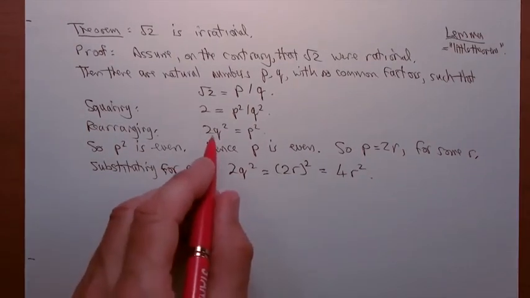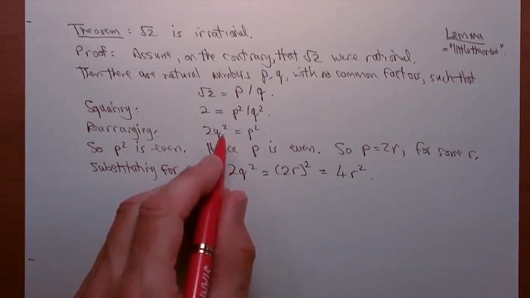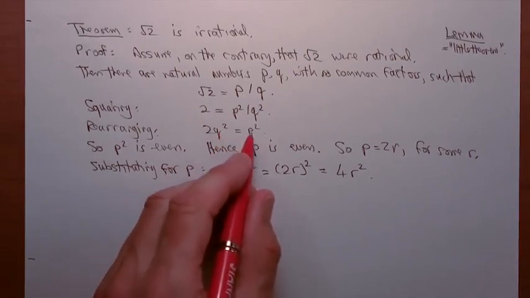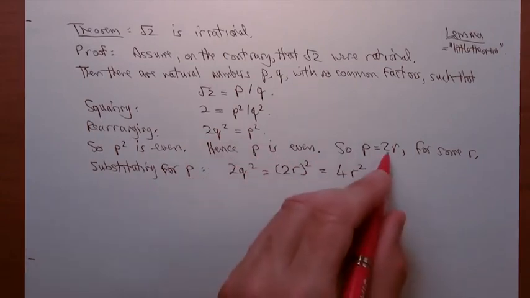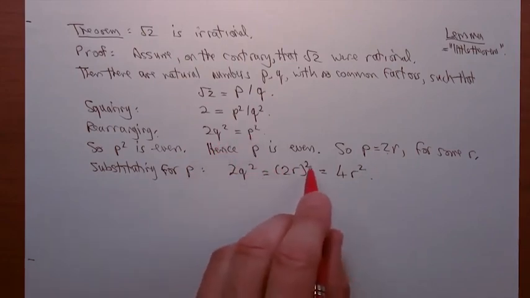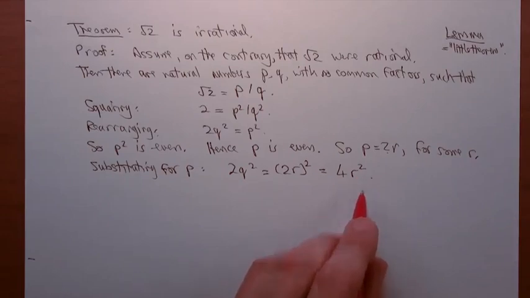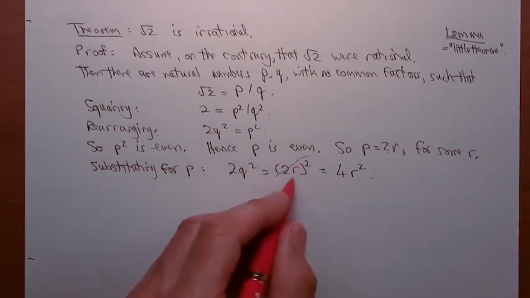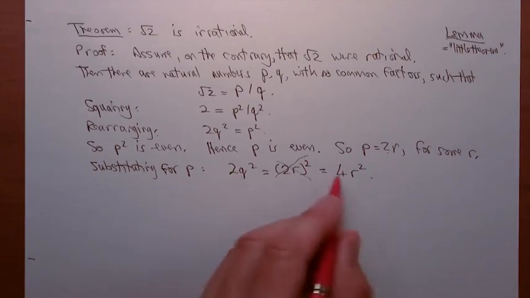So I take this equation, I've got 2q squared equals p squared, and p equals 2r, so I've got 2q squared equals (2r) all squared, which is 4r squared. Well, we'll forget the middle term now. I've got 2q squared equals 4r squared. I can cancel the 2.